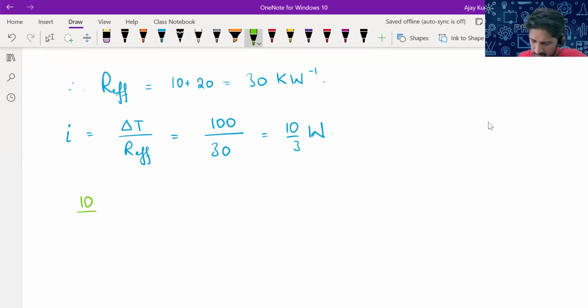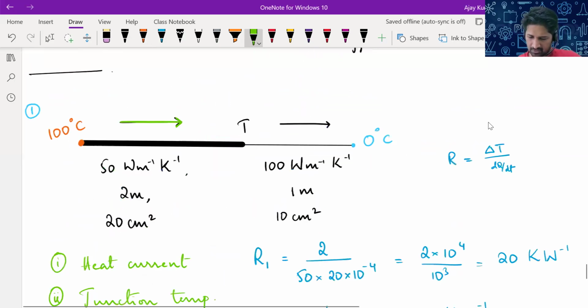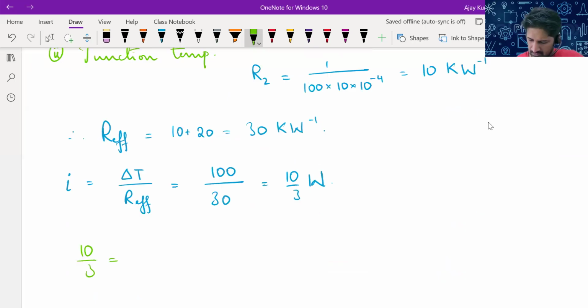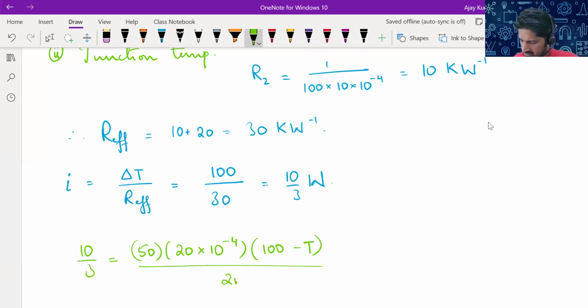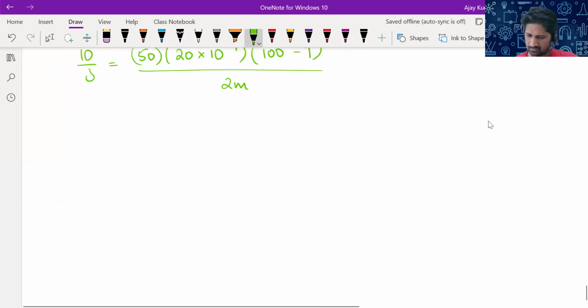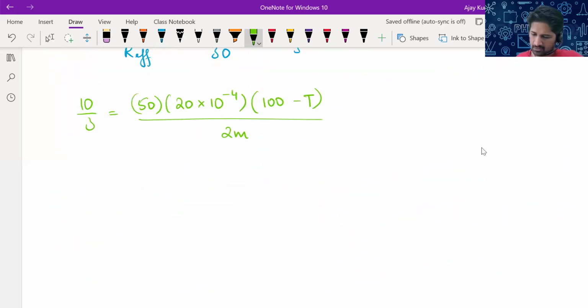So 10 by 3 should be equal to, what is the conductivity of the first part of the first rod? 50. Okay. So K, area of cross section is 20 centimeters square, 20 into 10 power minus 4. Temperature difference is 100 minus 0, that is 100 itself. Sorry, not 100 minus 0, 100 minus junction temperature, divided by length of the first part of the rod, first rod is 2 meters. That's all. From here we should be able to get the junction temperature.